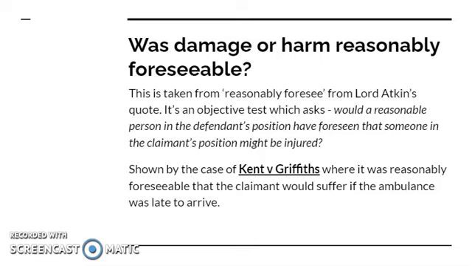It's an objective test which asks, would a reasonable person in the defendant's position have foreseen that someone in the claimant's position might be injured? Shown by the case of Kent v. Griffiths, where it was reasonably foreseeable that the claimant would suffer if the ambulance was late to arrive.